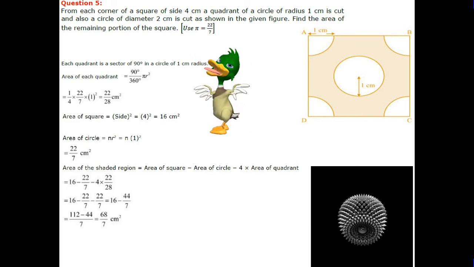Each quadrant is a sector of 90 degree in the circle of 1 centimeter radius. Area of each quadrant is 90 pi r square upon 360, that is equal to 22/28 centimeter square. Area of square is equal to side square, 4 square, 16 centimeter square. Area of circle pi r square, pi into 1 square, 22/7. Area of shaded region is area of square minus area of circle minus 4 into area of quadrant, 16 minus 22/7 minus 4 into 22/28, that is 68/7 centimeter square.